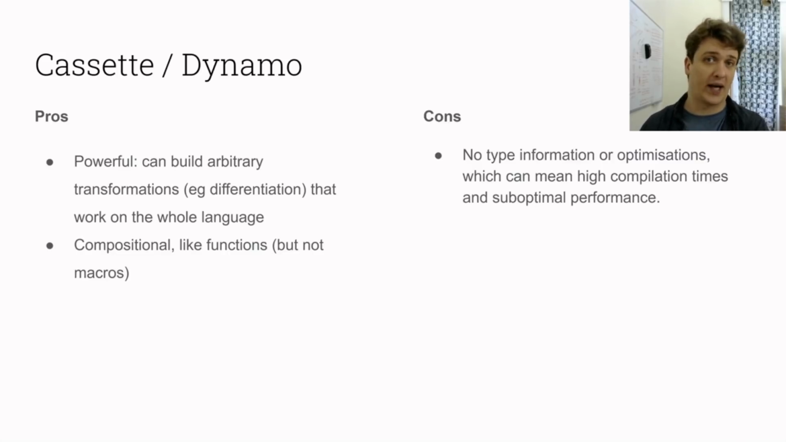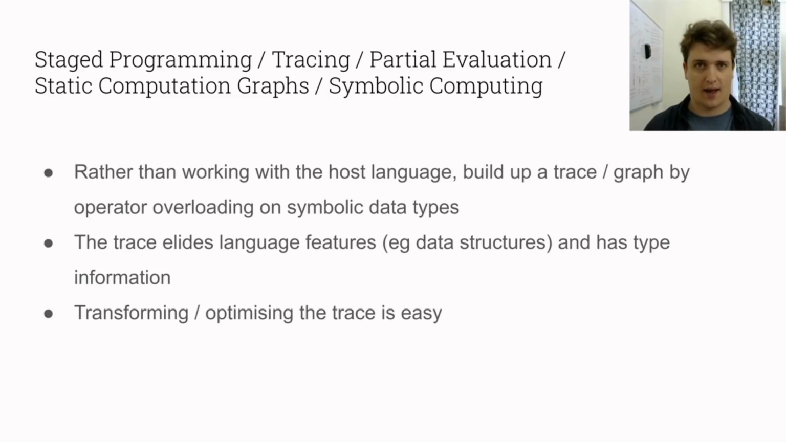a completely different way of doing this kind of thing, which goes by a lot of different names. I tend to call it tracing, but it gets referred to, especially within the machine learning community, as building a static computation graph. It gets referred to as staged programming, things like that. And the idea behind this trick is to basically have a kind of fake symbolic array or number type.